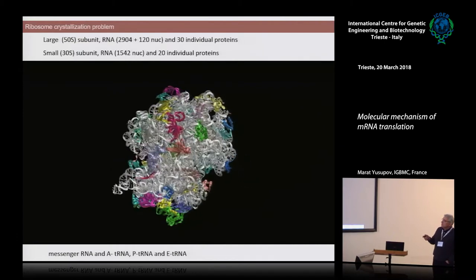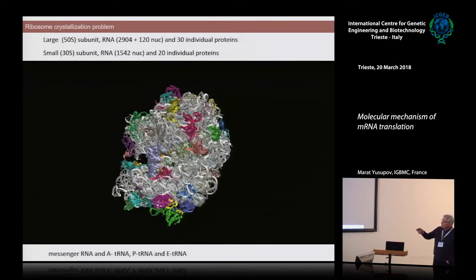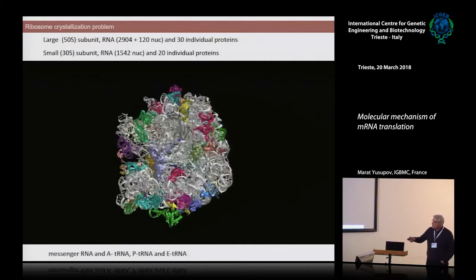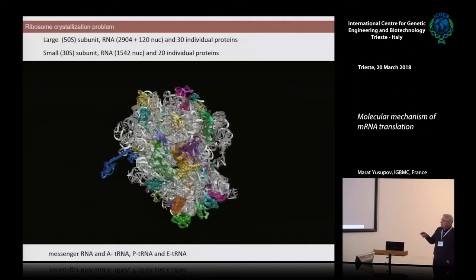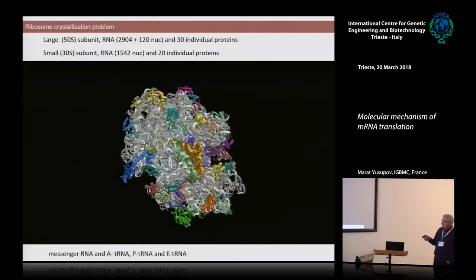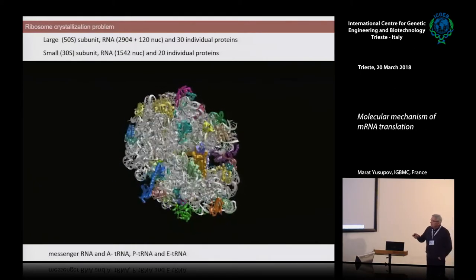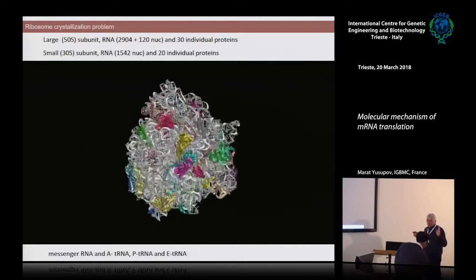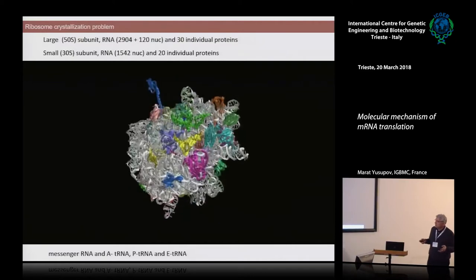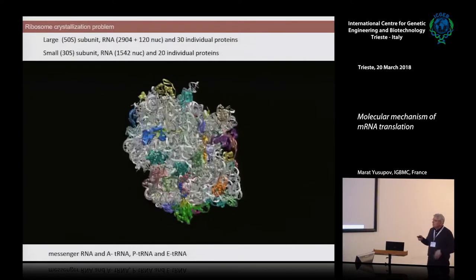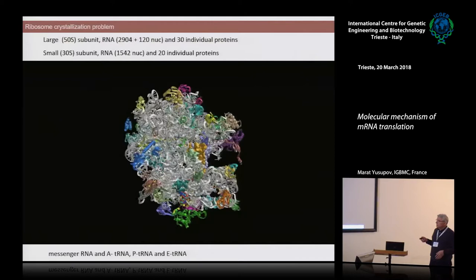It has two ribosomal subunits, like this, the large ribosomal subunit and the small ribosomal subunit. Both of them contain RNA and proteins, and the area of interaction between the two subunits is named the interface. By decreasing the concentration of magnesium, these subunits can dissociate.